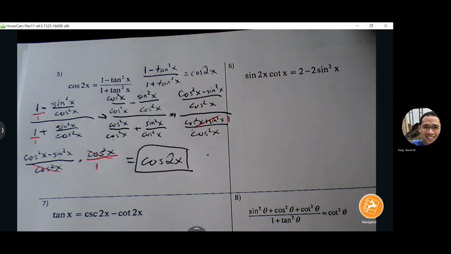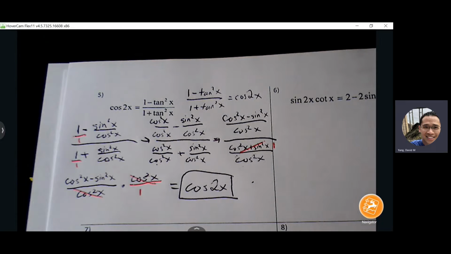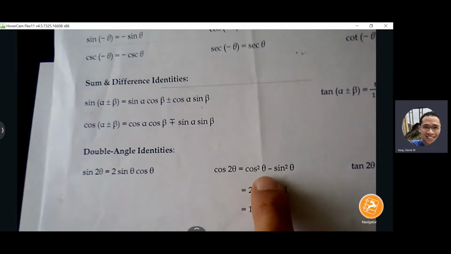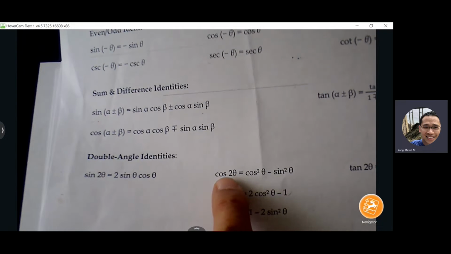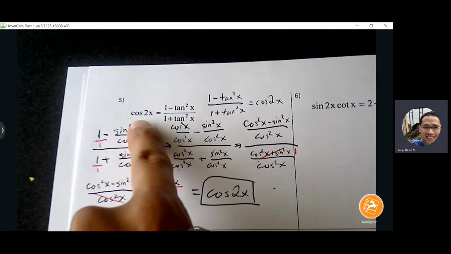Okay. Any questions about tomorrow? Yeah. Cosine squared x, sine squared x. Okay, yeah. So once I get that cosine squared x minus sine squared x, I look at my summary sheet, and cosine squared minus sine squared is equal to cosine of 2x. So I've reached my goal.